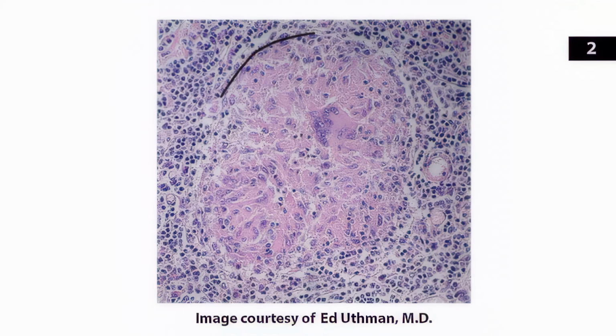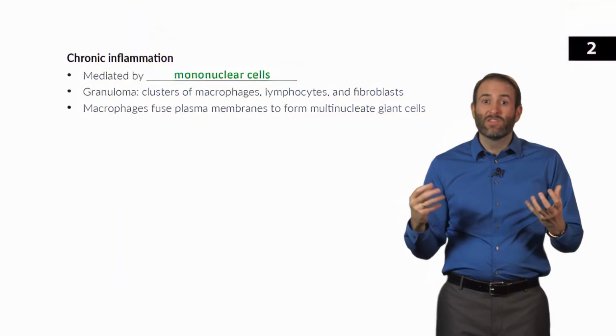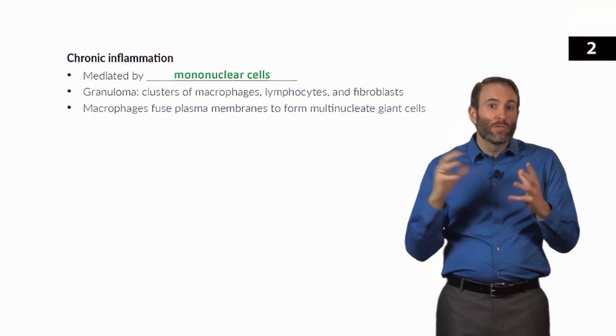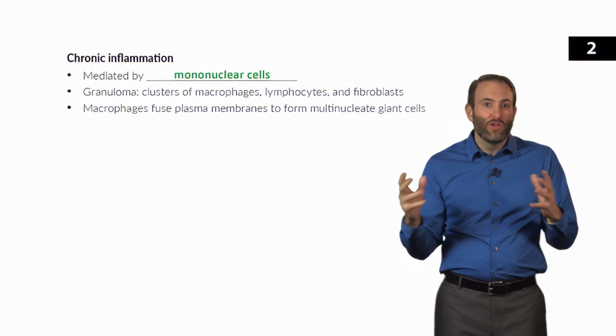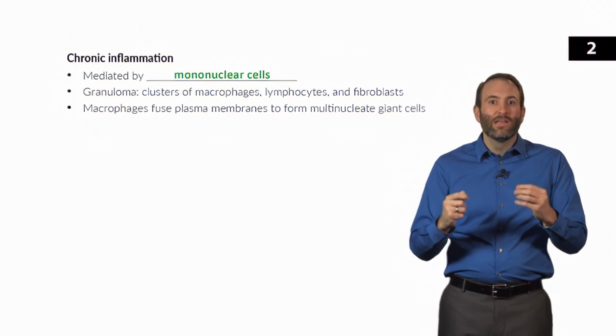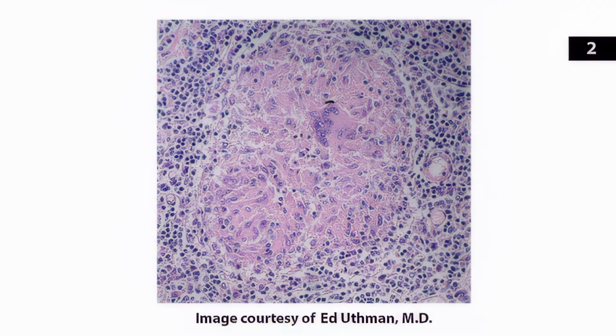So you can see this central area of macrophages, and then surrounding these macrophages are inflammatory cells like lymphocytes and fibroblasts. Now, sometimes some of the macrophages will fuse their plasma membranes and cytoplasm, and then you get the multinucleate giant cells. So with granulomas, you can see these multinucleate giant cells. Sometimes they're just called giant cells.